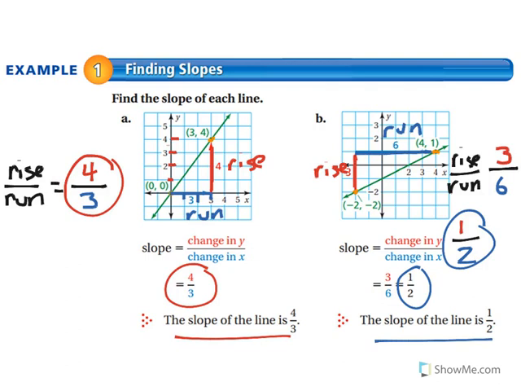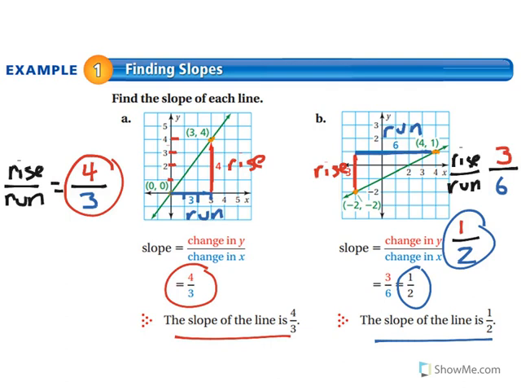Now, something I want you to notice between these two slopes, or these two lines. When we're looking at the line in problem A and comparing it to the line in problem B, which of these two lines looks more steep to you?